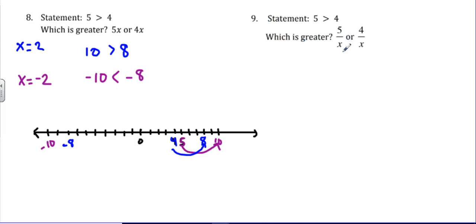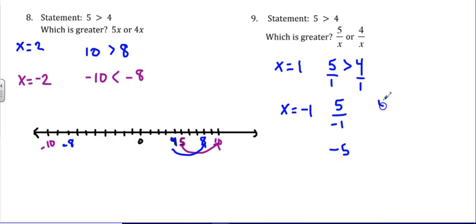So which is greater, 5 divided by x or 4 divided by x, when you have 5 is greater than 4? So whenever you have a positive value, we'll just do 1 this time. So if x were to equal 1, then you would have 5 is greater than 4. When you substitute it in, 5 over 1 would be greater than 4 over 1. However, if x is a negative 1, you'd have 5 divided by negative 1, which would give you negative 5, and you'd have 4 divided by negative 1, which would give you negative 4. Now negative 4 is actually greater than negative 5. So this is the division property of inequality.